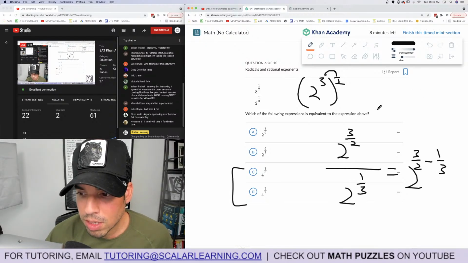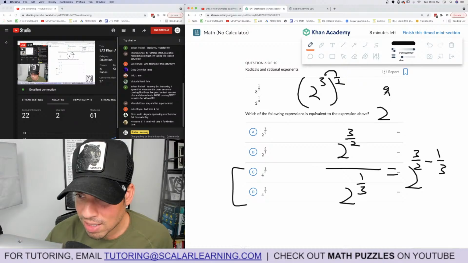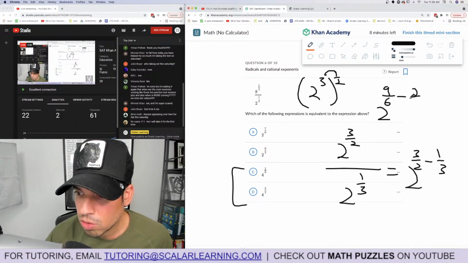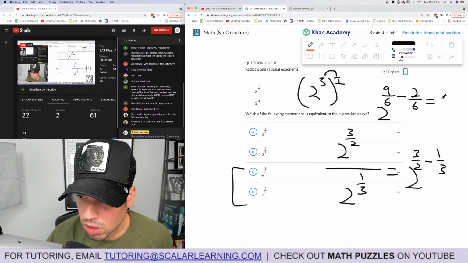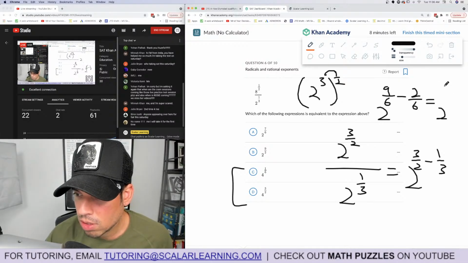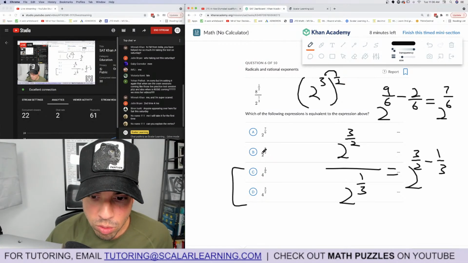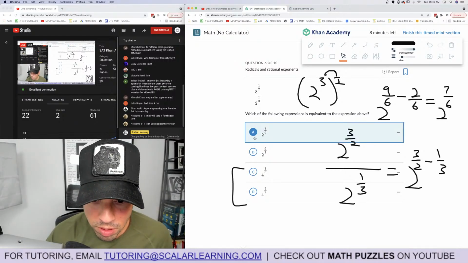Then I need common denominators, so the first is multiplied by 3. It's 9/6 minus, times 2 is 2/6, equals, let's make sure I did that right. 3, 6, 9, 2, 6, 7, 6. I'm just double checking my math. 2 to the 7/6. A is the winner. Boom, done.